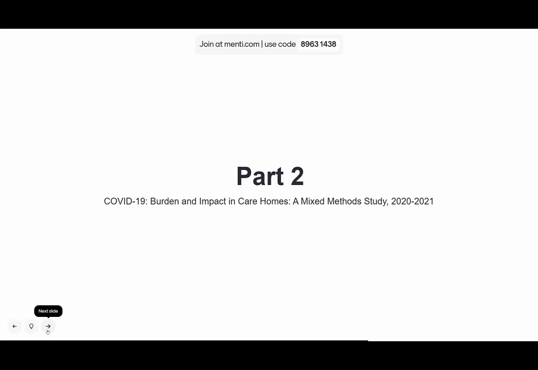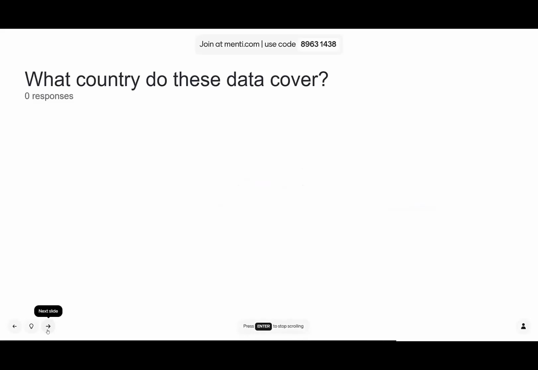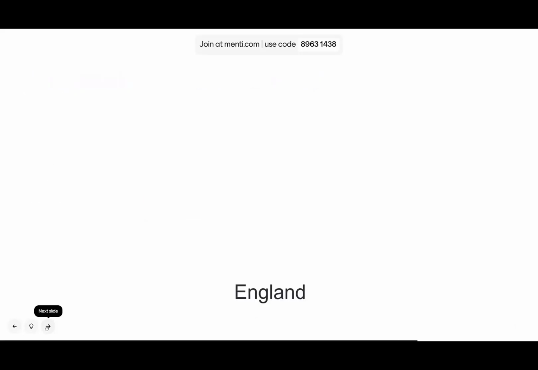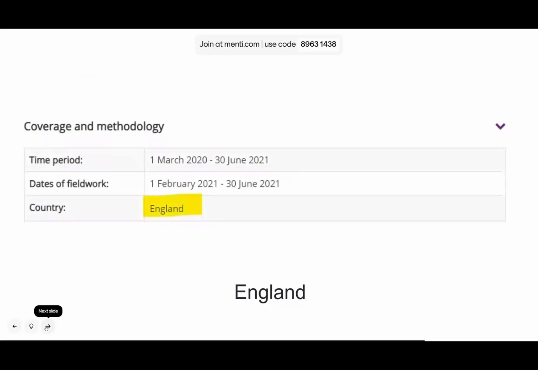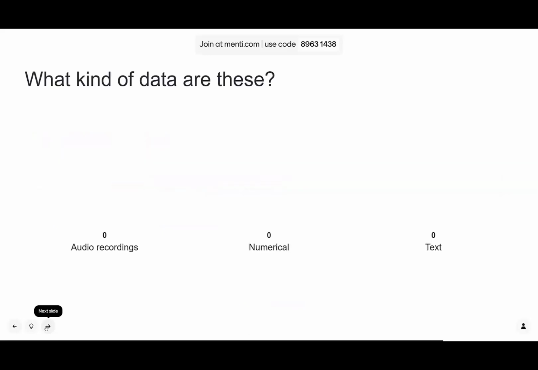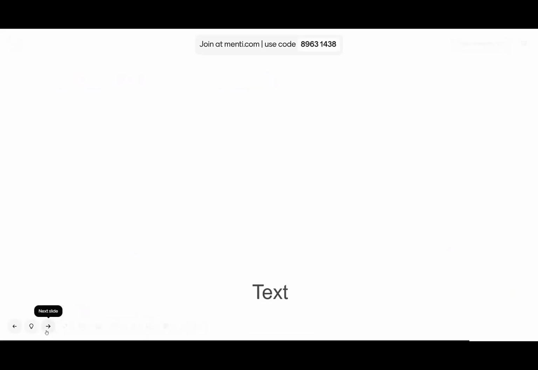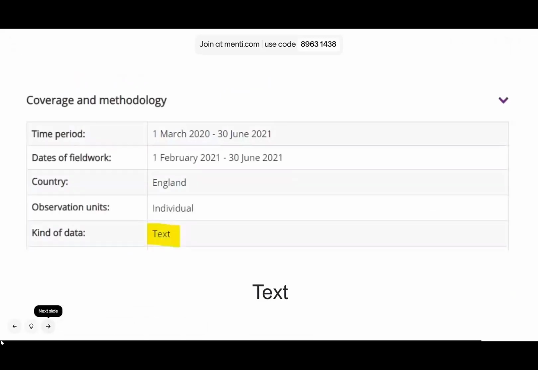So now part 2 of this one, the mixed methods study. What country do these data cover? Someone saying England. Okay, let's see. Yep, that's correct. Again, under the coverage and methodology section, England. And what kind of data are these? Are they audio recordings, numerical data, or text data? Yeah, so everyone's in agreement. They are text data.